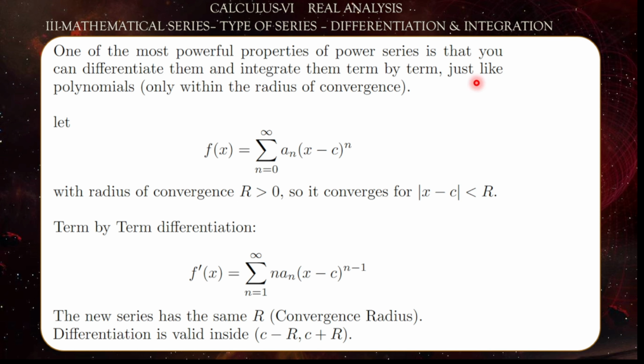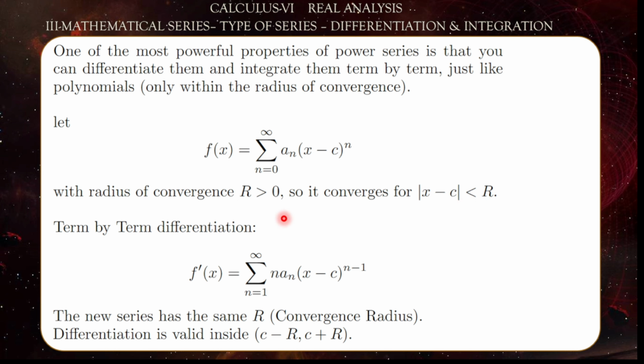Within the radius of convergence, of course. So let f of x be equal to sigma from n equals 0 to infinity of an times x minus c to the power of n, with the radius of convergence r greater than 0. So it converges for x minus c in absolute value less than r.